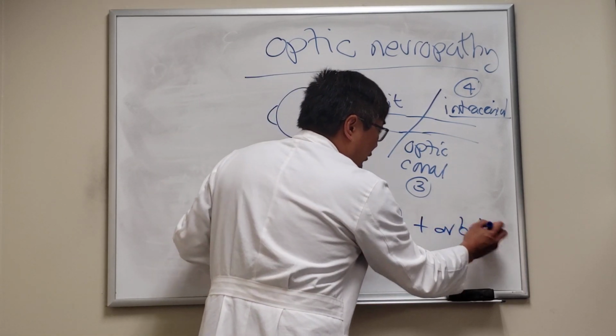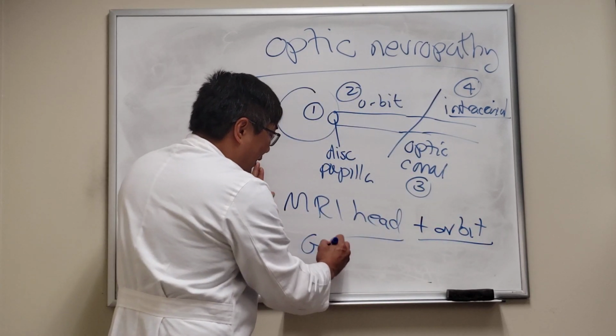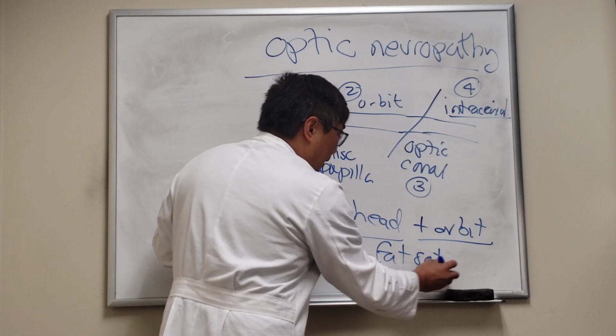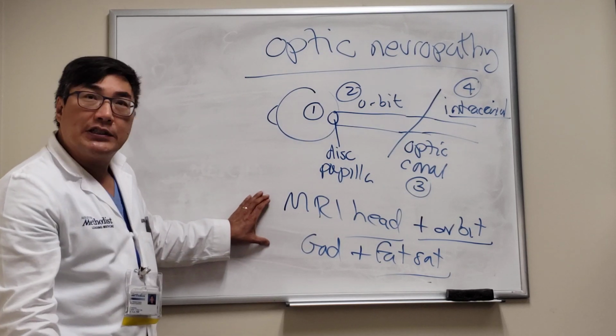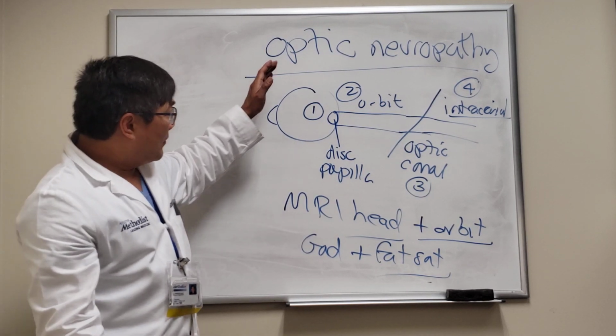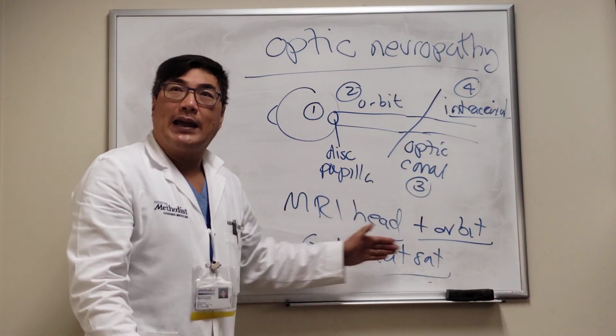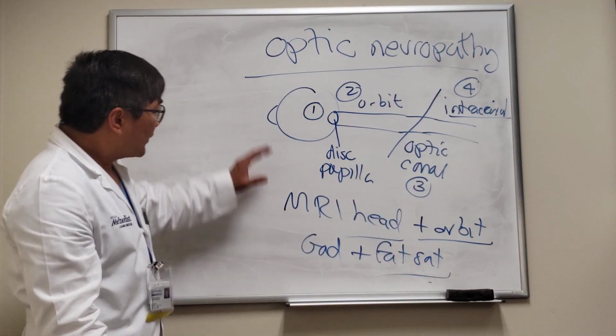And if you watch those other MRI videos, you know that we want to have gadolinium contrast material and the suppression of the fat signal, fat set. So this is the imaging study of choice to image all four pieces of the optic nerve: MR, head and orbit, gadolinium, and fat suppression sequences.